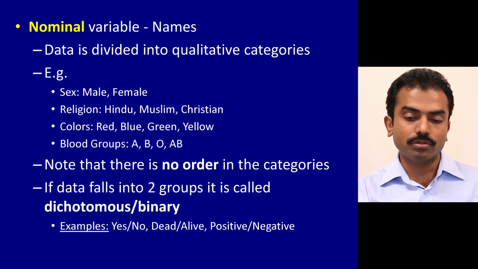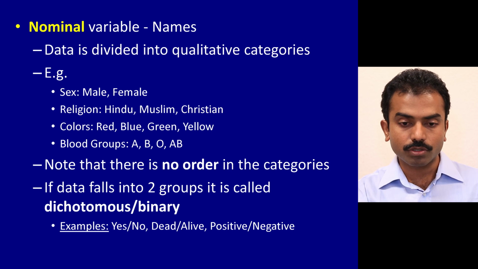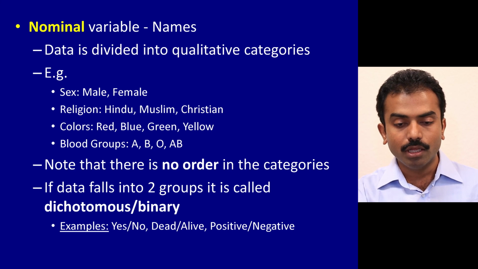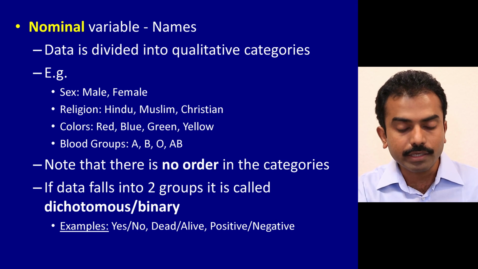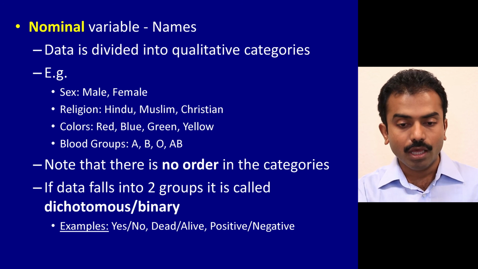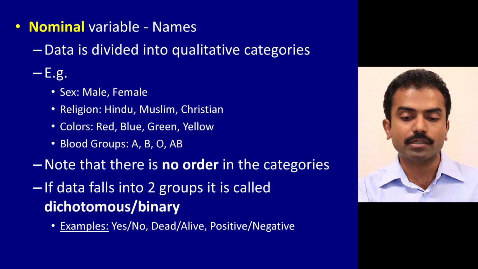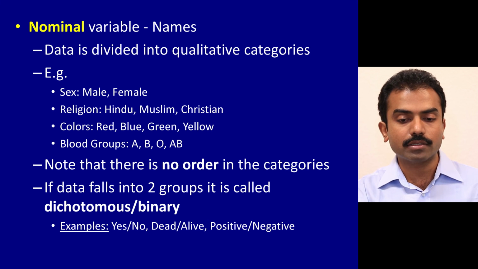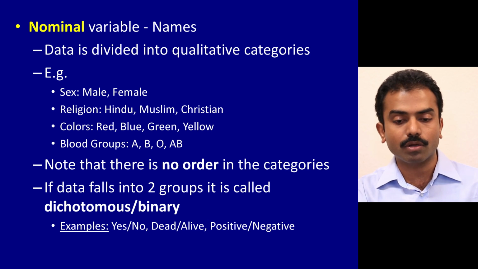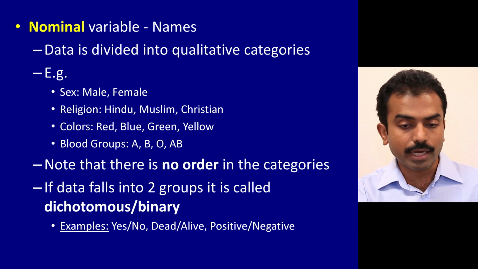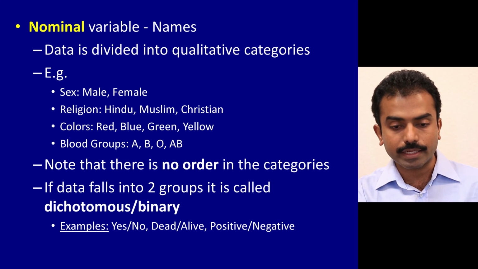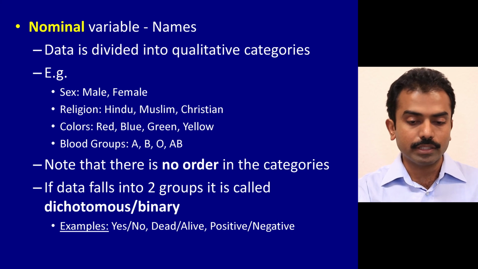What's a nominal variable? This is a qualitative variable. Nominal means names. So sex is a variable, male, female, 2 categories. It's a quality that it is expressing. Religion, Hindu, Muslim, Christian, is another example of a nominal variable. Just categories. There is no order within those categories. There's nothing like one is bigger than the other or greater than the other. Colors, red, blue, green, yellow. Just discrete, qualitative categories. Or blood groups. This is another example.